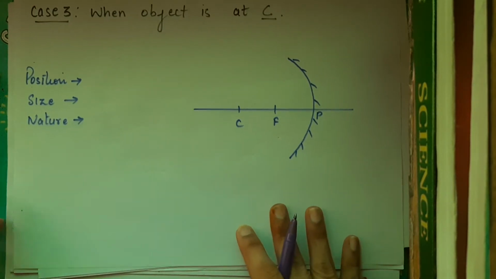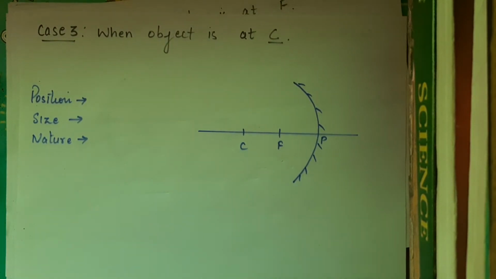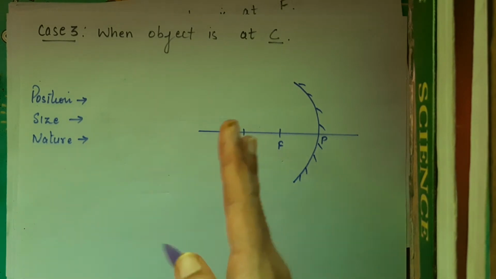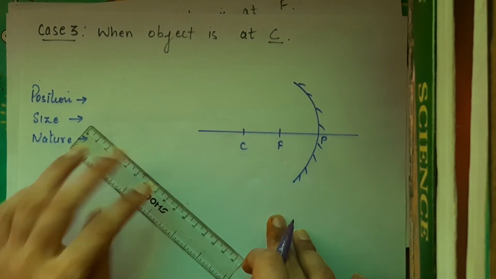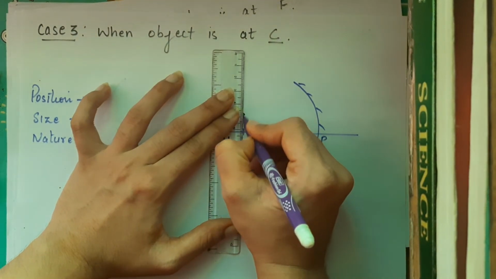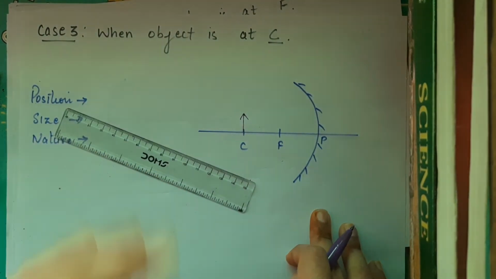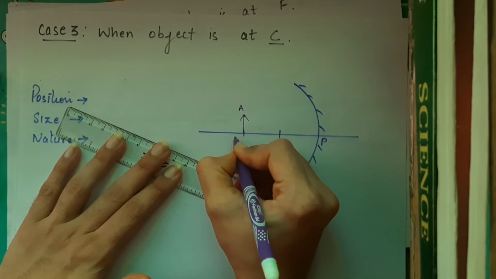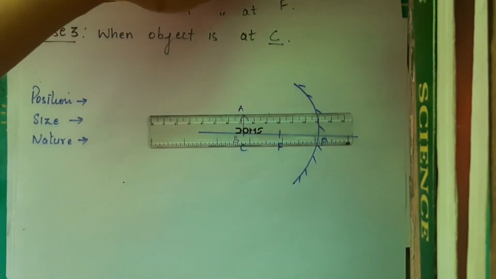Moving on to case number 3. Now it's very easy. Case number 3 will be that when the object is at C, we are moving from left to right. We have seen 2 cases. Case number 3 is when the object is at C. So let's understand. I have made the object. I'll name the object as AB. Let's mark the principal axis here.